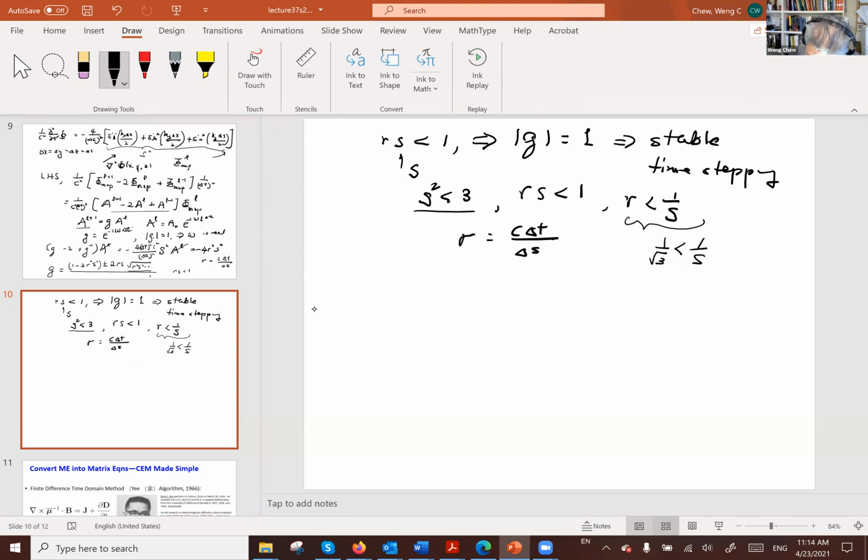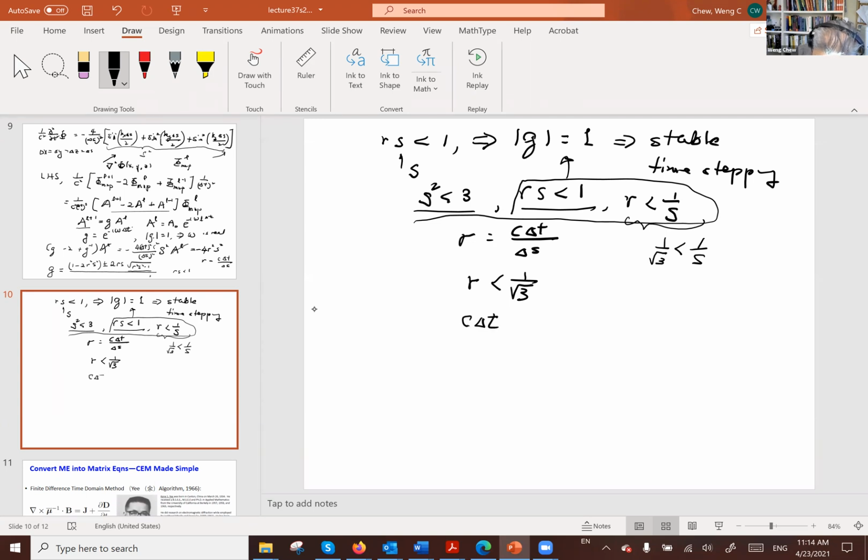And so if I ensure that my R, okay, if my R is bounded by 1 over root 3, then these conditions will always be satisfied. If I ensure that R is less than 1 over root 3, then R is definitely less than 1 over S. And if R is definitely less than 1 over S, this criterion is satisfied, and then I will always get G equals 1. So if I write this out more explicitly, this says that C delta T must be less than 1 over root 3 times the space step if I plug in the value of R.